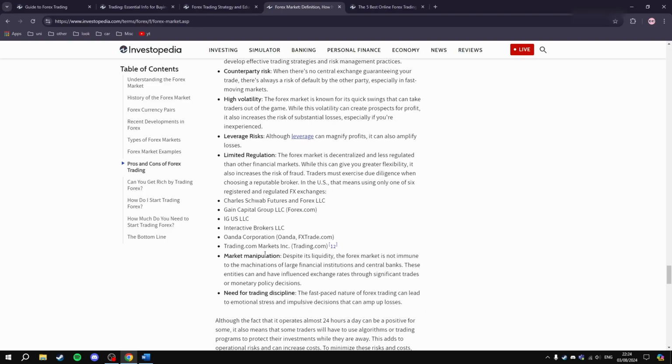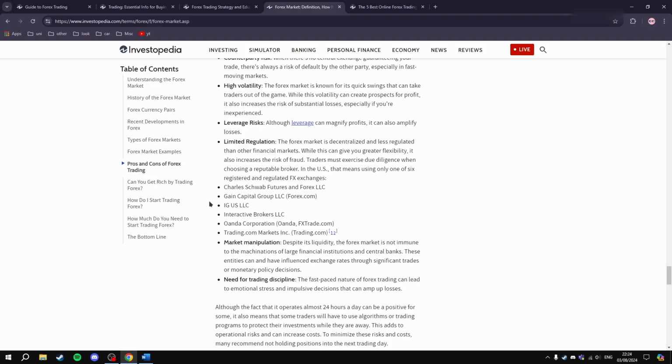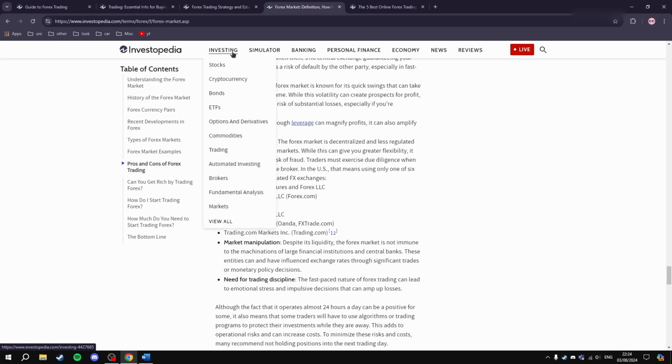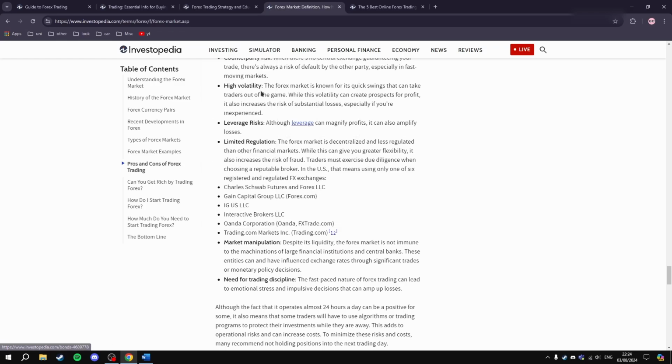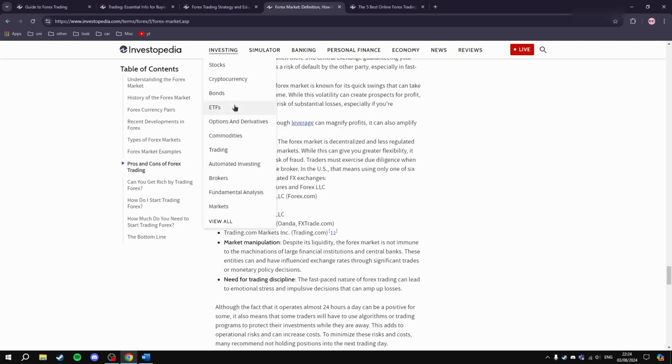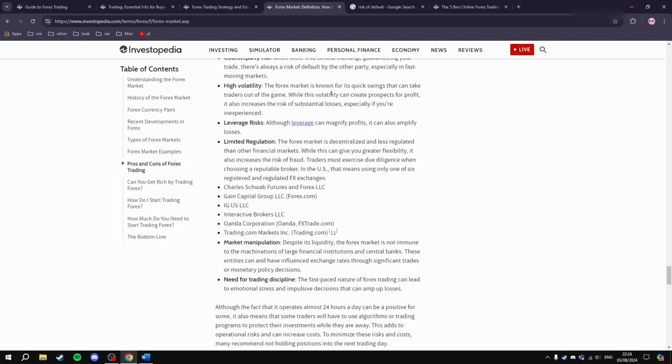Counterparty risk. When there's no central exchange guaranteeing your trade, there's always a risk of default by the other party, especially in fast-moving markets. I've seen this risk of default again. What does this mean?